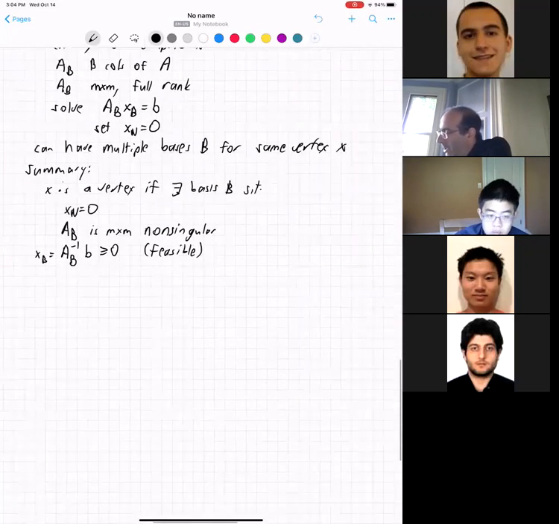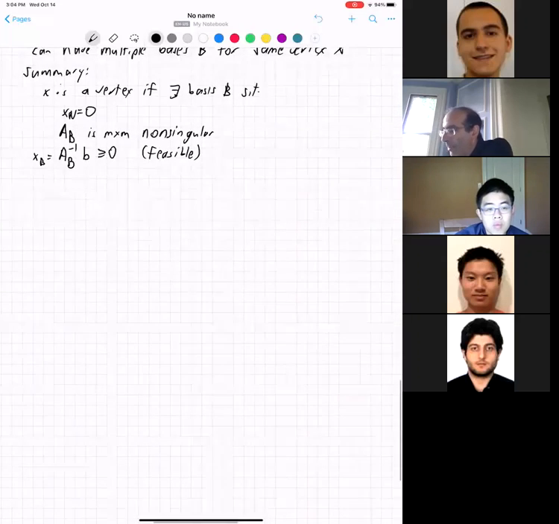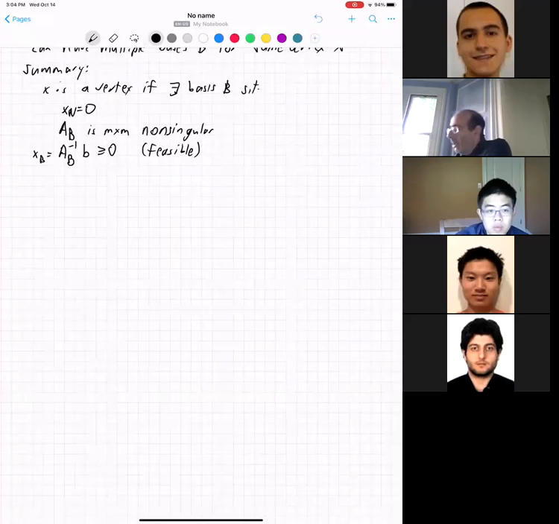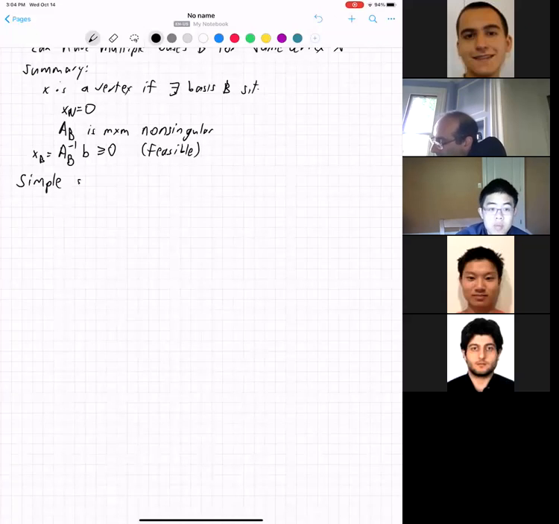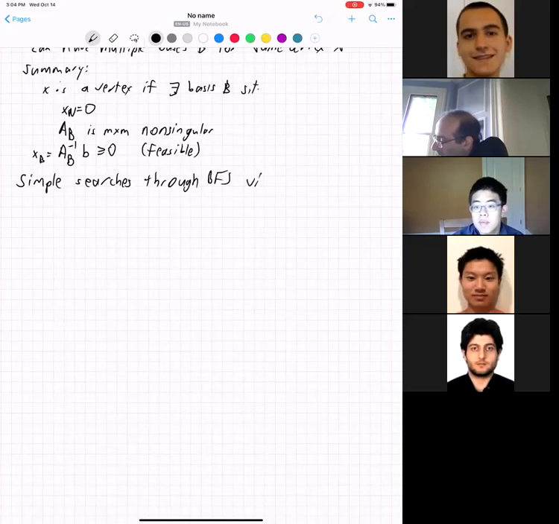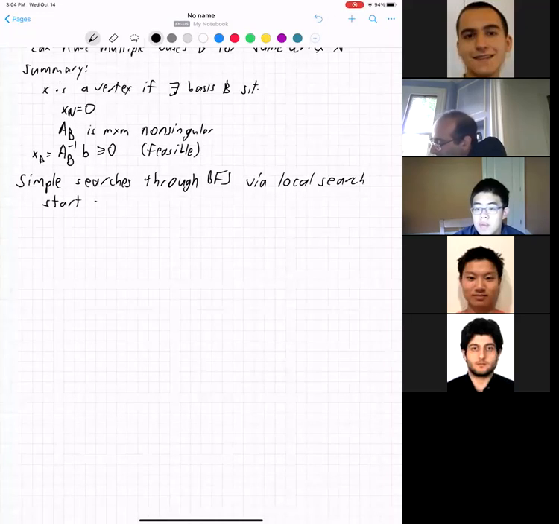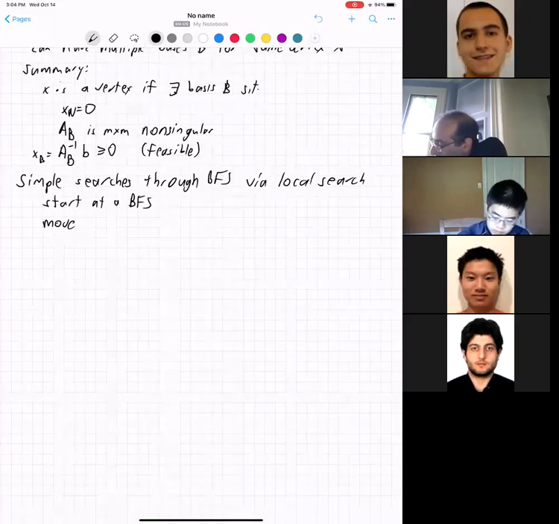So this is just notation juggling. We're still talking about the same notion of a basic feasible solution. But now that we have it, we can talk about what the simplex does. So Simplex tries to be clever about searching through the basic feasible solutions by using what's basically local search. You start at some BFS, and then you move to a better one. Until you can't.